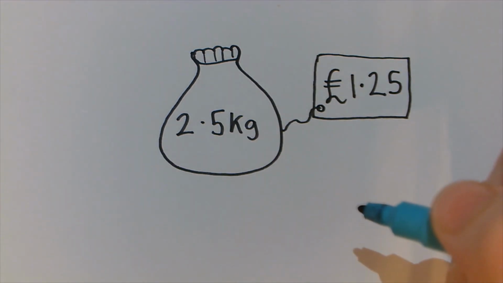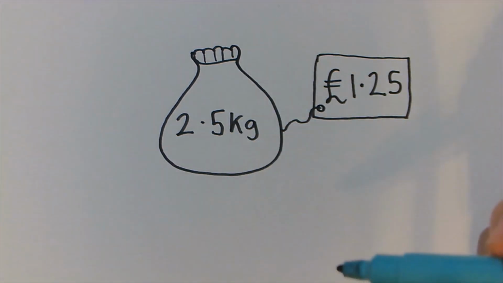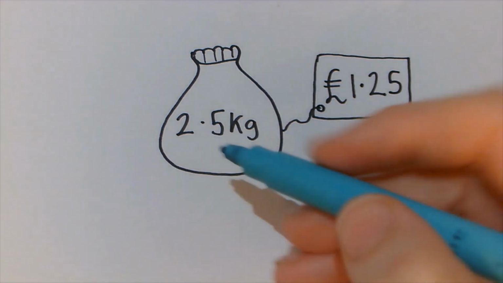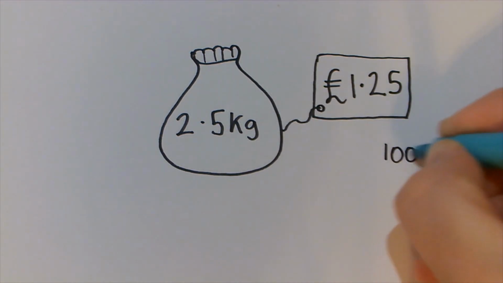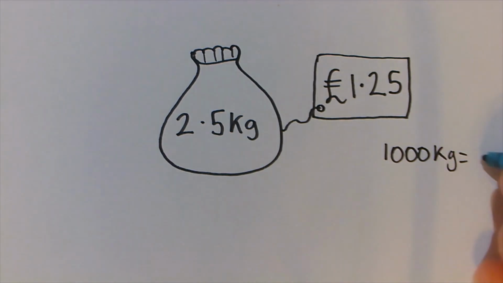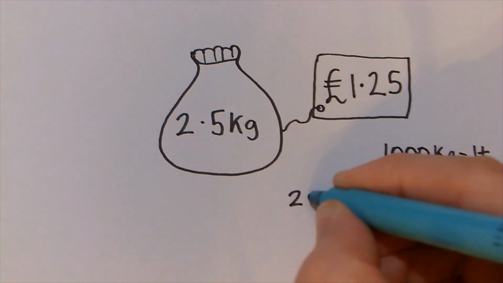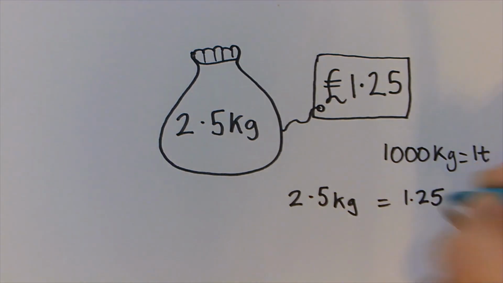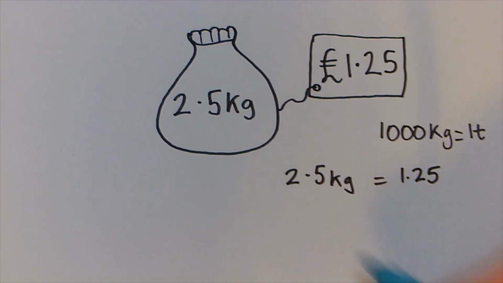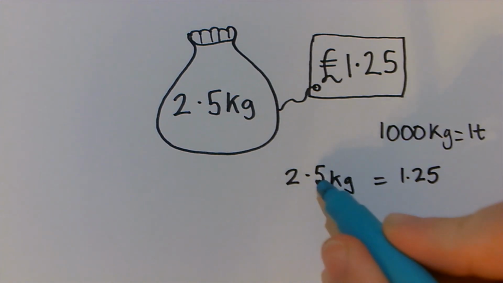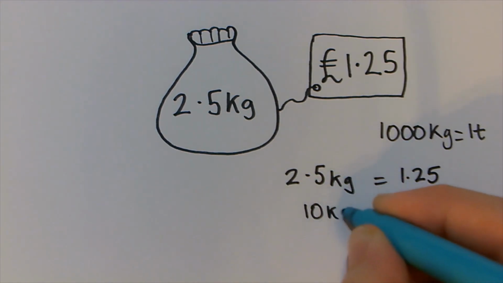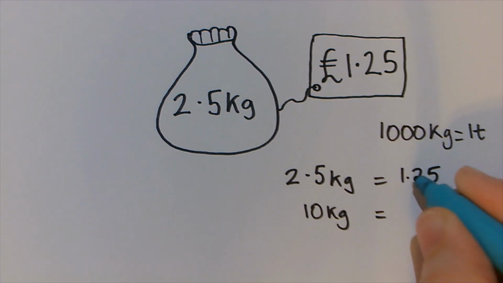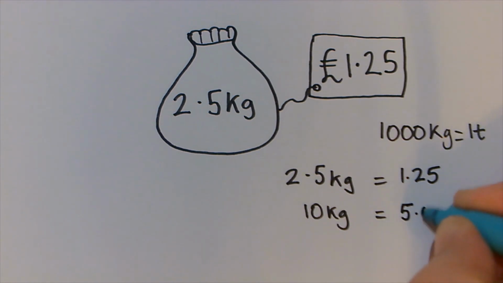The first thing we've got to work out is how many kilograms go into 1 tonne. So we've got 1,000 kilograms is equal to 1 tonne. One way I would have done it without a calculator is said 2.5 kilograms is equal to £1.25. Well, let's do 4 of those because I know 2.5 times 4 is 10 kilograms. And let's do 4 of those. 2 of those is £2.50, so 4 of them must be £5.